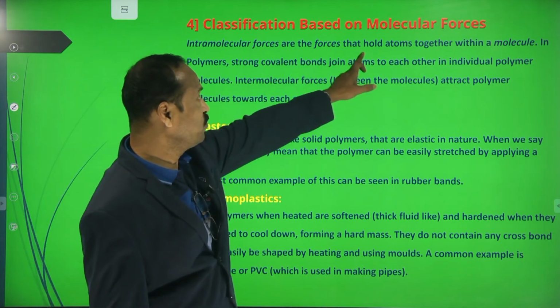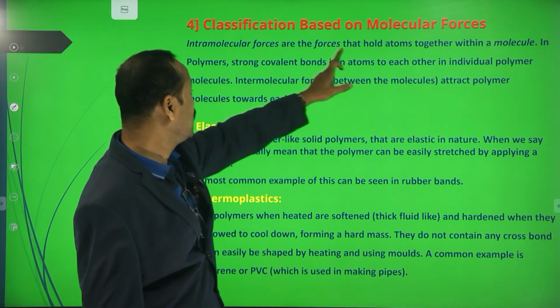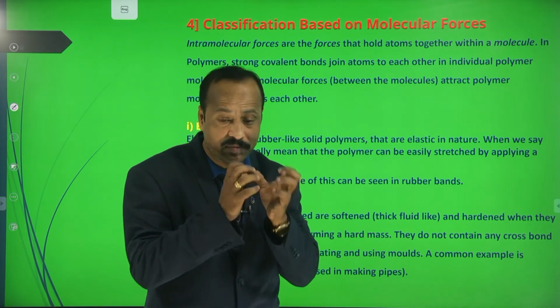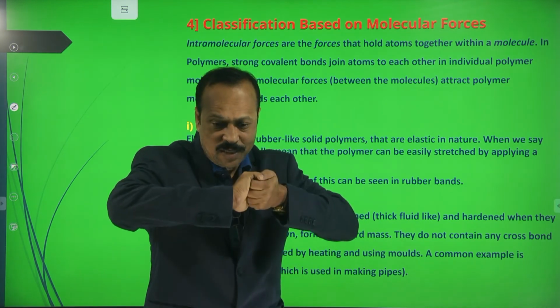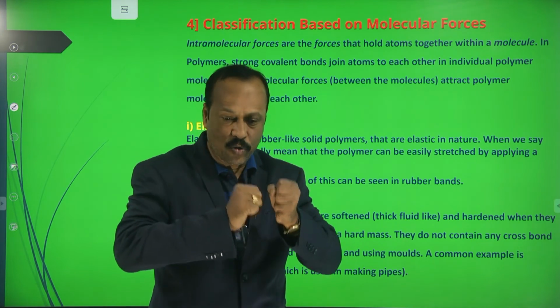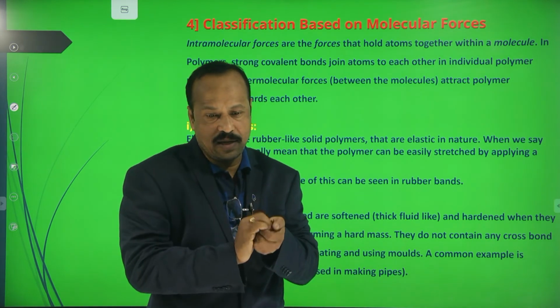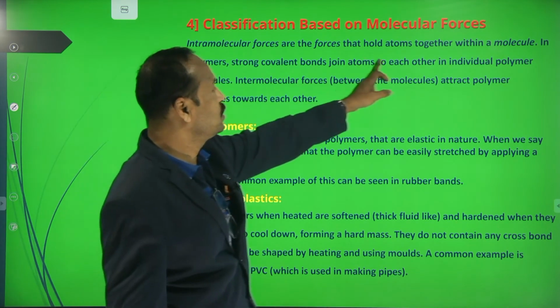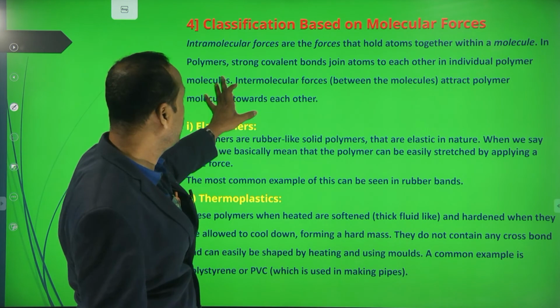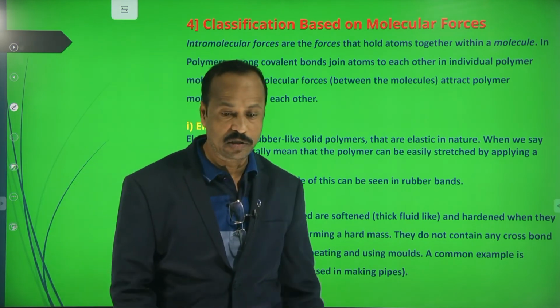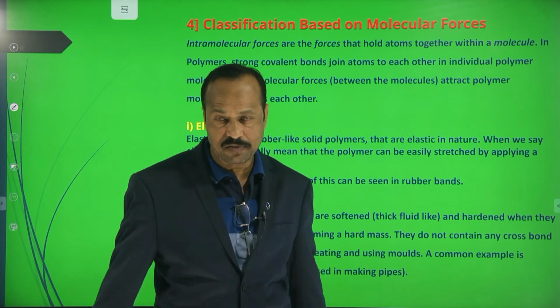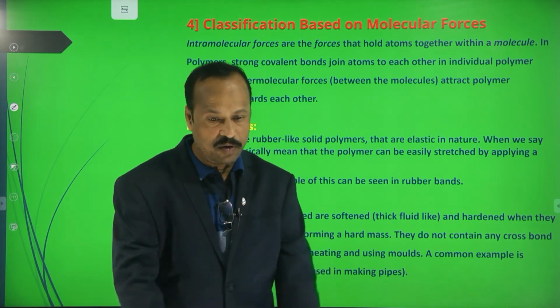Now, intermolecular forces are the forces that hold atoms together within a molecule. So there are some forces of attraction, and these forces of attraction hold the atoms and molecules together. In polymers, strong covalent bonds join the atoms within the individual polymer molecules. So there are strong bonds, a strong force of attraction, which joins these monomers to form the polymers.